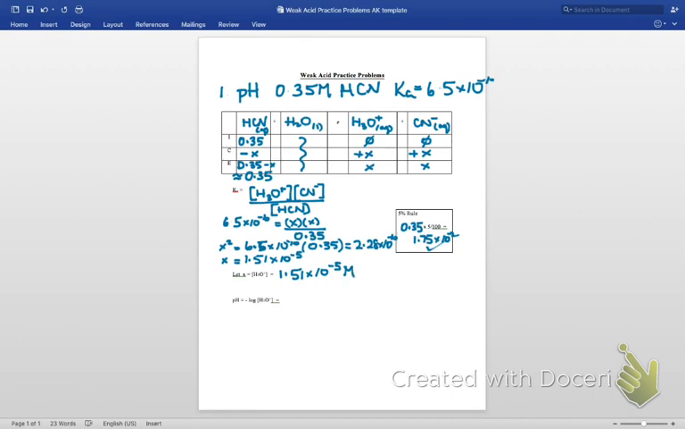The pH is minus the log of the H3O plus concentration. So that's minus log of 1.5 times 10 to the minus 5, which is equal to 4.82. So our final pH answer is that the pH is equal to 4.82.